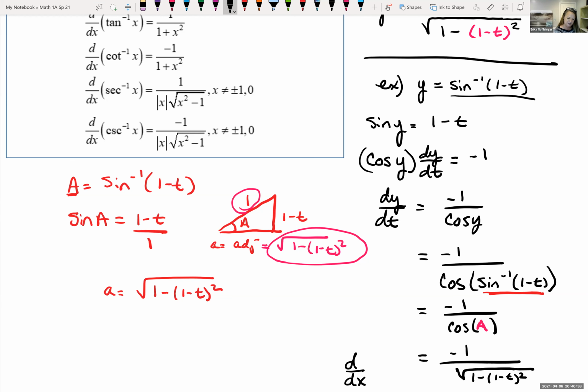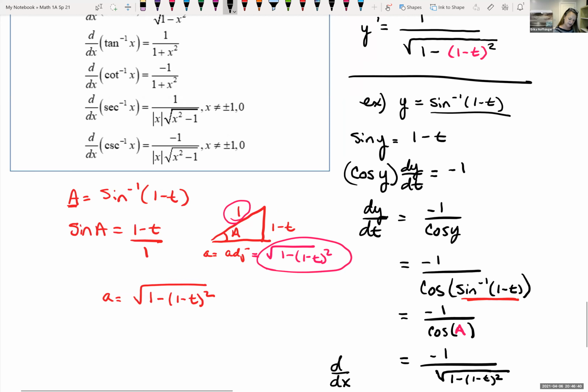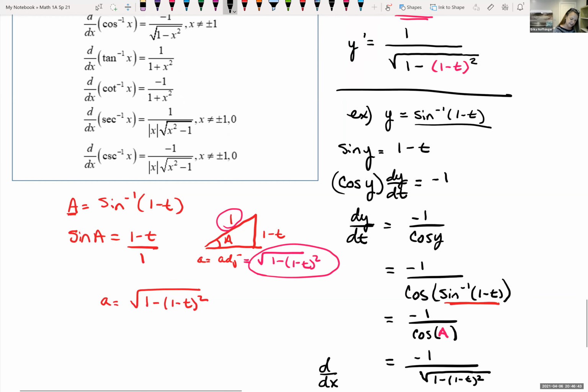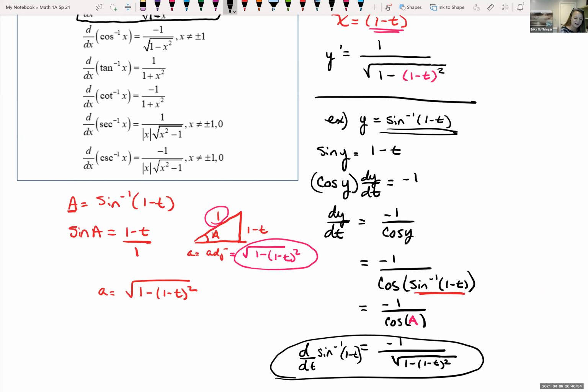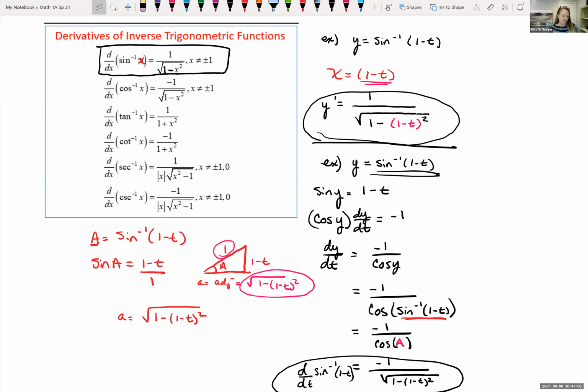So that was the derivative of this sine inverse of 1 minus t, which is the same thing. I know it was a lot longer to get there, but it was done without having to memorize that formula. And I might ask you, it could be a good question, to have you derive how they get one of these on a test.